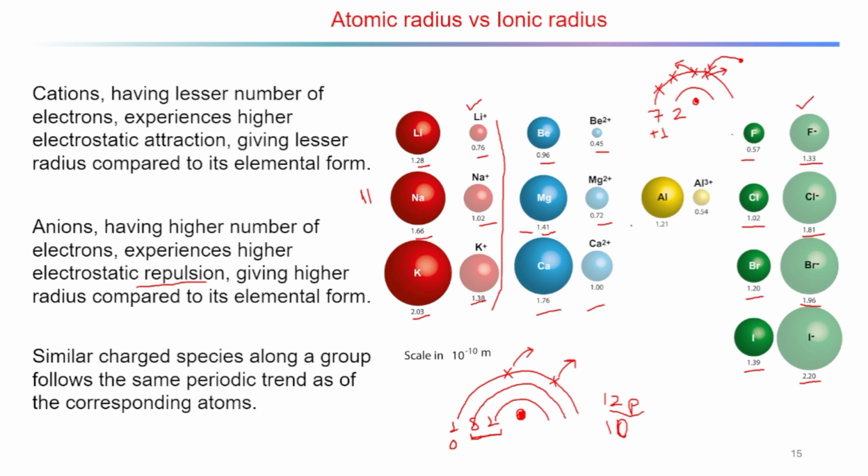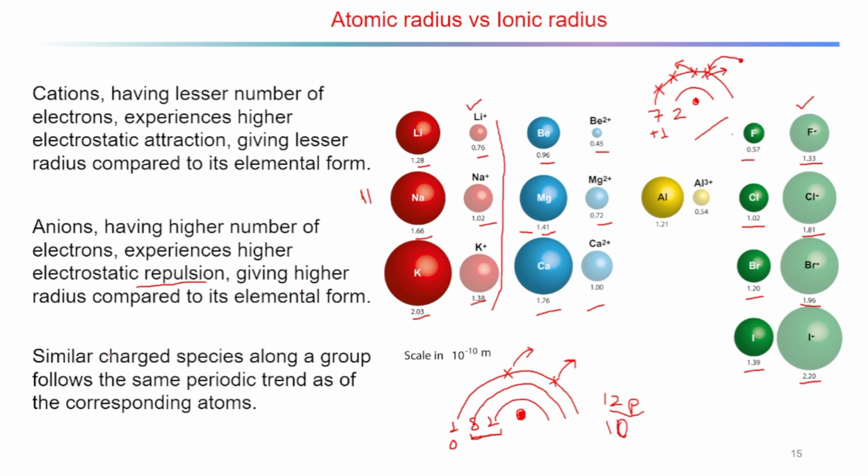And as we are putting an extra electron, that will increase the electron-electron repulsion. Because of that, the orbit will try to expand, and for that reason the size of anions is every time bigger than the elemental size or elemental radius, right?